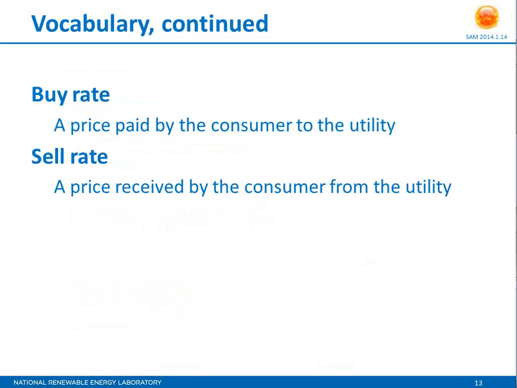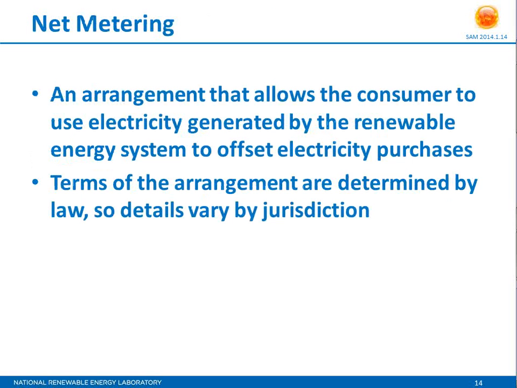And then in SAM we have buy and sell rates. These are from the perspective of the home or building owner. The buy rate is the price paid by the consumer for the electricity delivered by the utility, and the sell rate is the price paid by the utility to the consumer for the electricity delivered to the grid by the consumer.